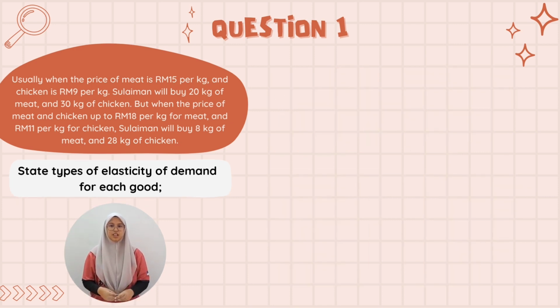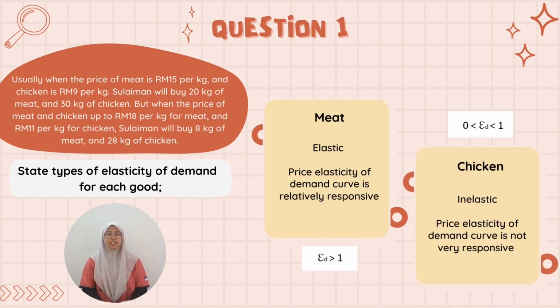Next question, we need to state the type of price elasticity of demand for each good. In order to interpret the information, we need to use the modulus of the price elasticity of demand to exclude the negative sign. For meat, it is elastic because the change in price causes a bigger percentage change in quantity demanded, while chicken is inelastic because the change in price causes a smaller percentage change in the quantity demanded.